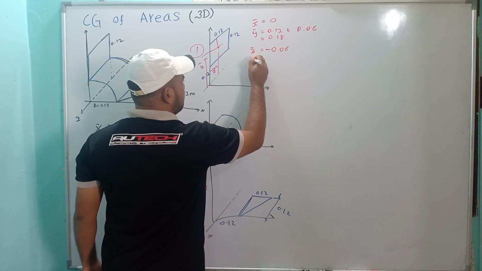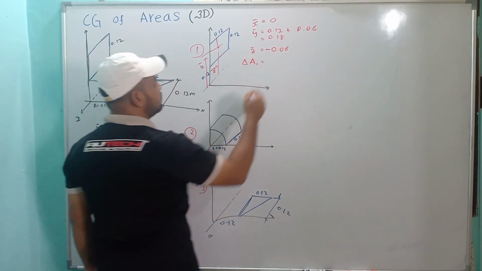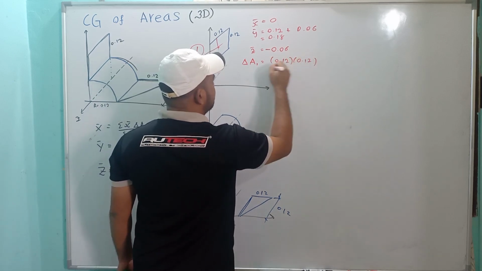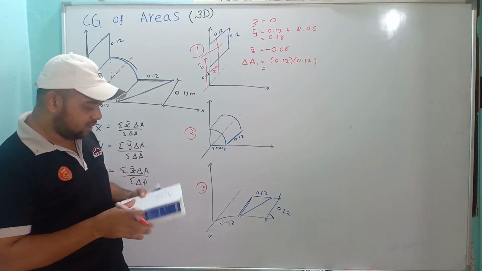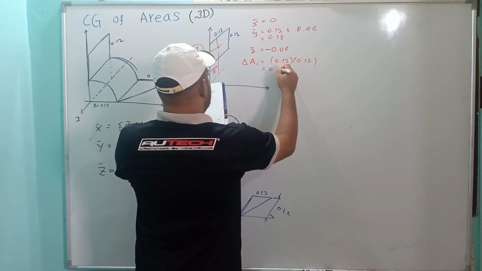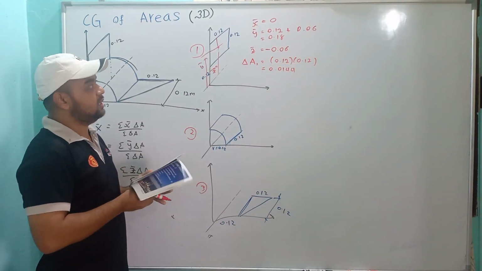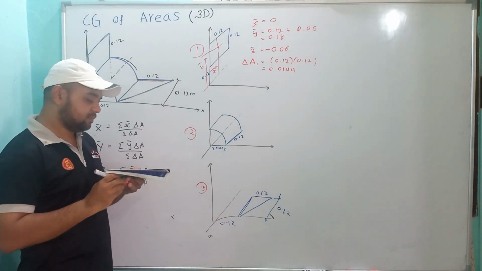One more we need here is delta A. Delta A1 is equal to 0.12 times 0.12, which is 0.0144. So that settles the first one, and we go to the second one.